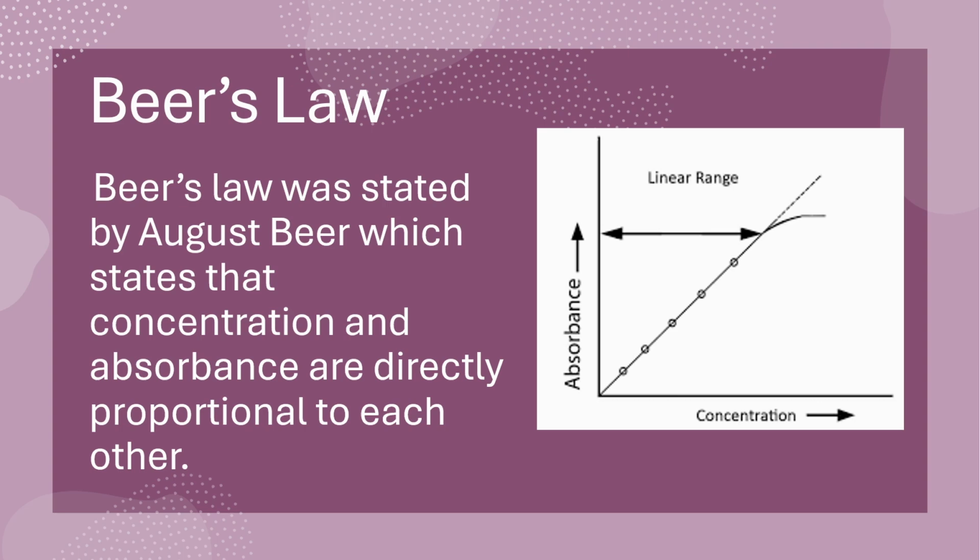Now, Beer's law. This was stated by August Beer, which states that the concentration and absorbance are directly proportional to each other. This is indicated by the adjoining graph, which takes absorbance on the y-axis and concentration on the x-axis. And when we plot the points, we get a straight line inclined to the x-axis, which proves the law.